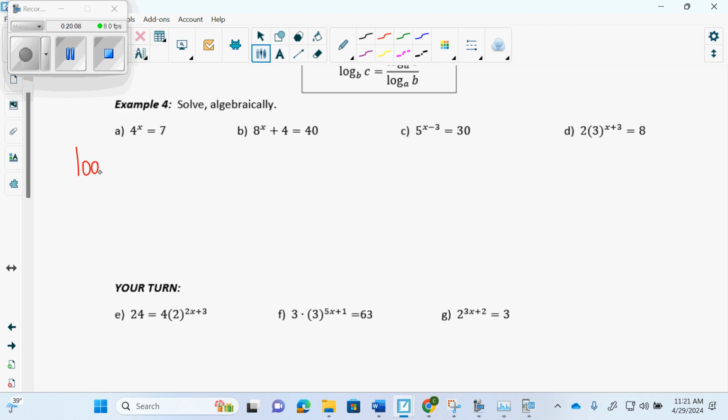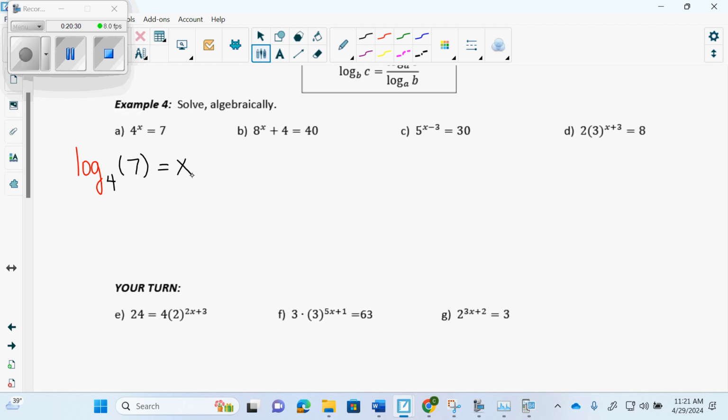How do I know to convert it to a log? Because it's an exponential. Some people are like, how do I not know to convert it to exponential? Like, it already is exponential. You have to convert it to what it is not, which is a log, right? So same thing happens. Base of my exponent becomes base of my log. What's my base going to be? 4. What's going to go beside it? 7, and it equals x.